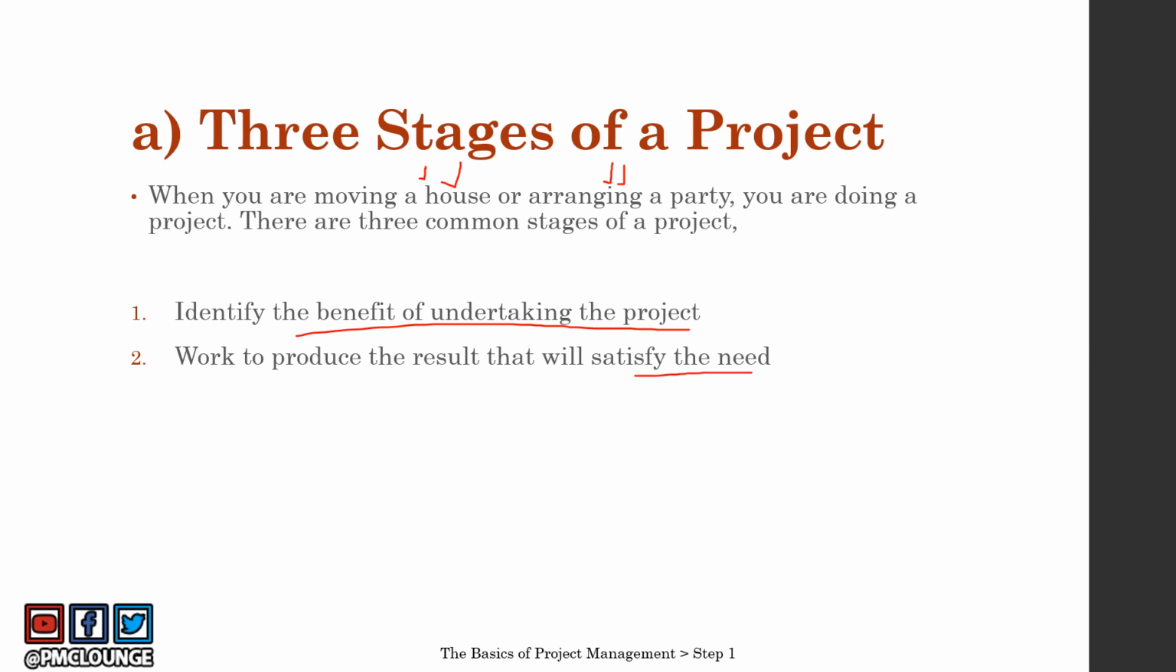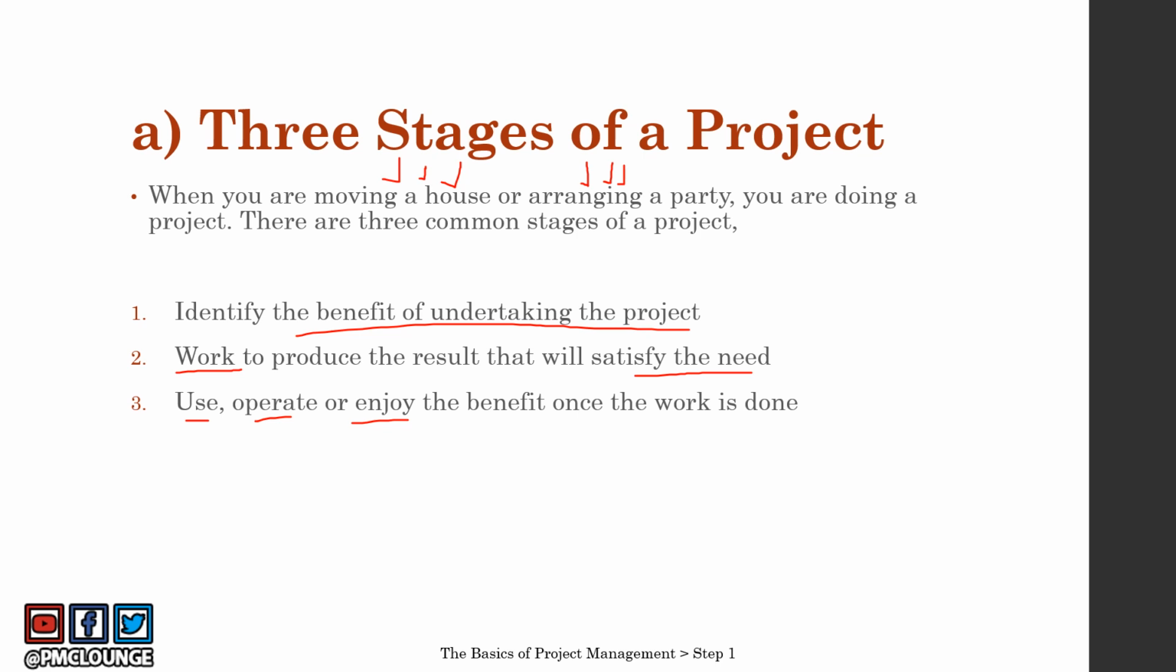Number two is to work to produce the result that will satisfy the need. So what is the work that you need to do to be able to move the house or to successfully arrange a party? That's the second stage of a project. And finally, the third stage is to use, operate, or enjoy the benefit once the work is done. This is also a stage of the project.